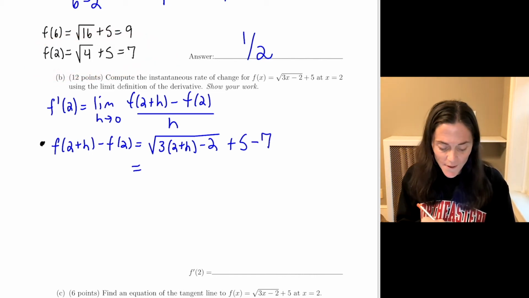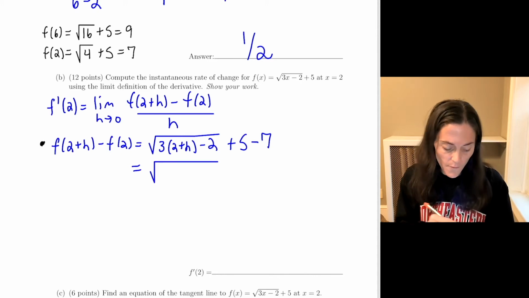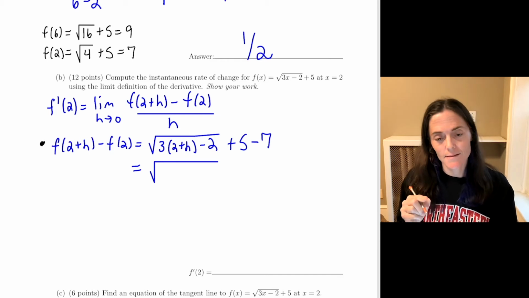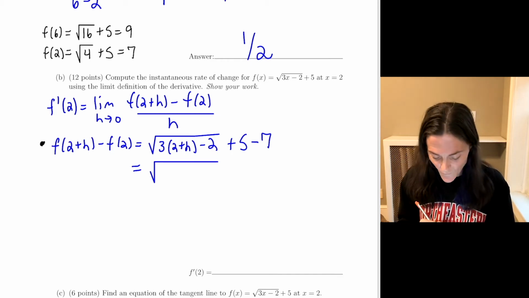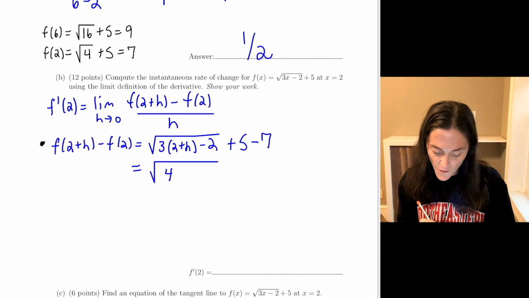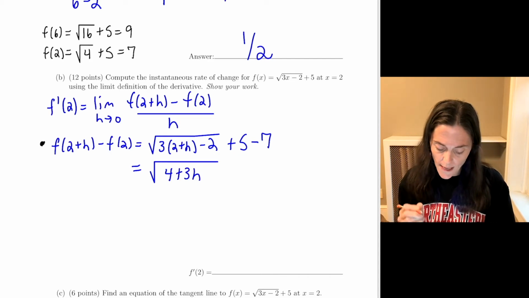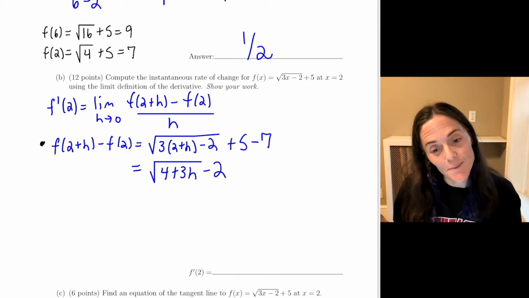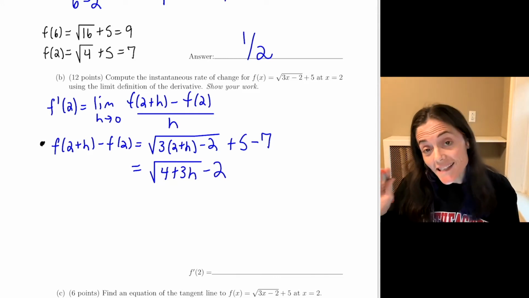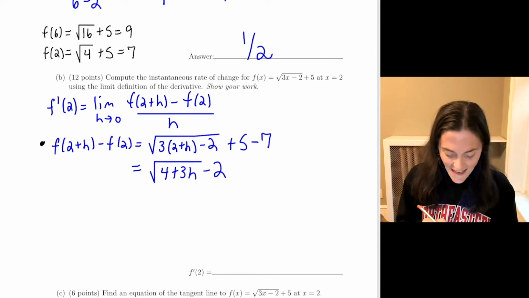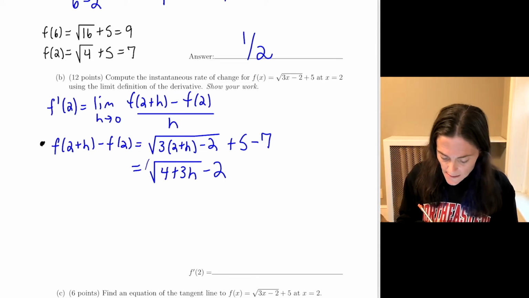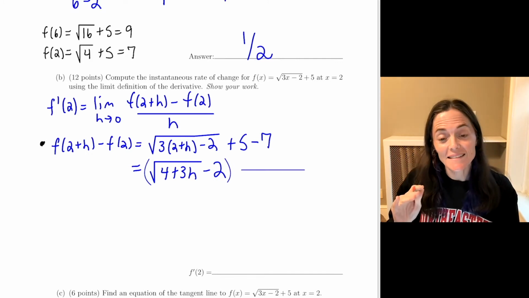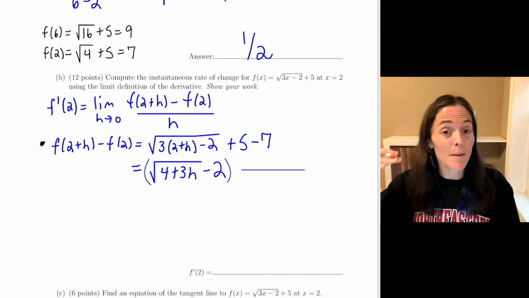Let's take one more step with this to simplify some before we do anything else. Underneath the radical, you notice I have 6 minus 2, which is 4. And then I have 3h. So we have 4 plus 3h. Then I have a minus 2. The question becomes, how do I simplify this? Well, the strategy when we have radicals is we want to multiply by its conjugate, but we can't just multiply by the conjugate, we need to multiply by 1.